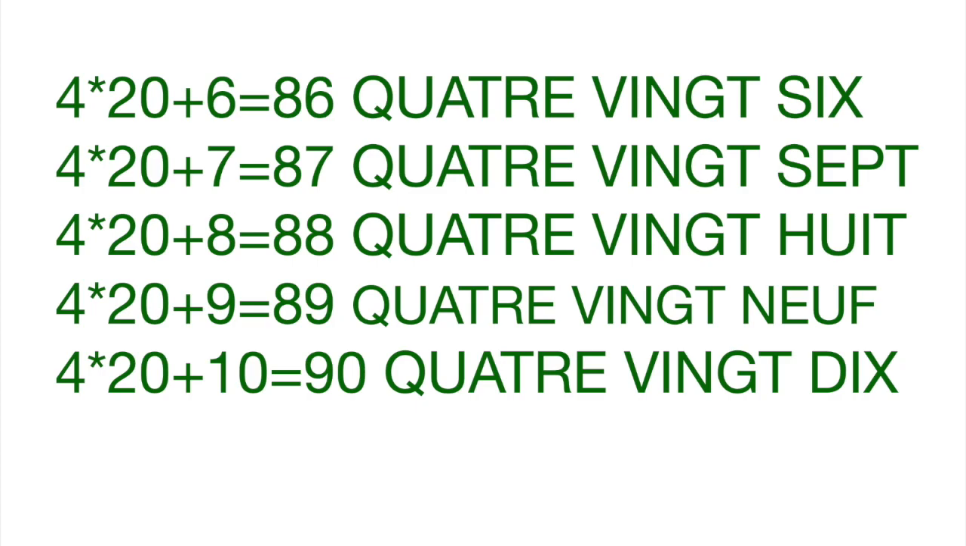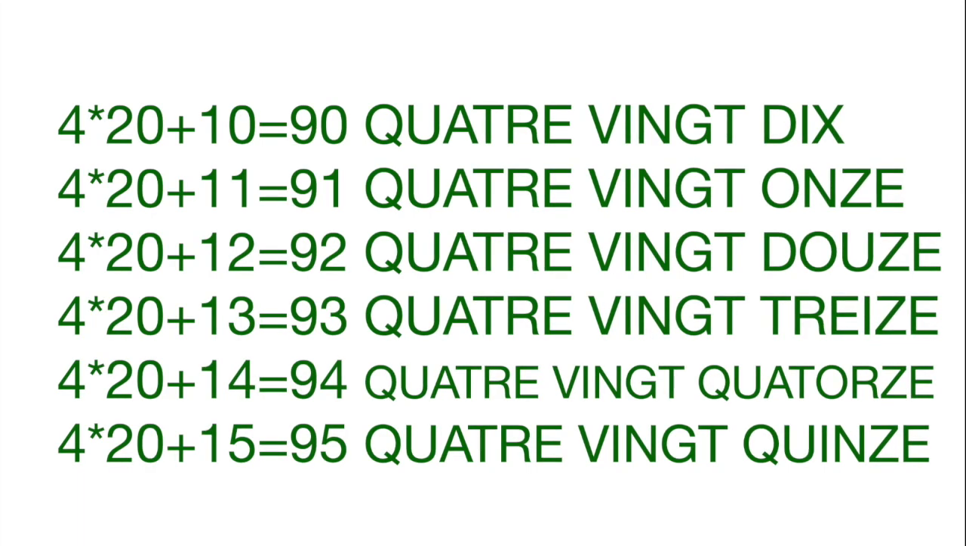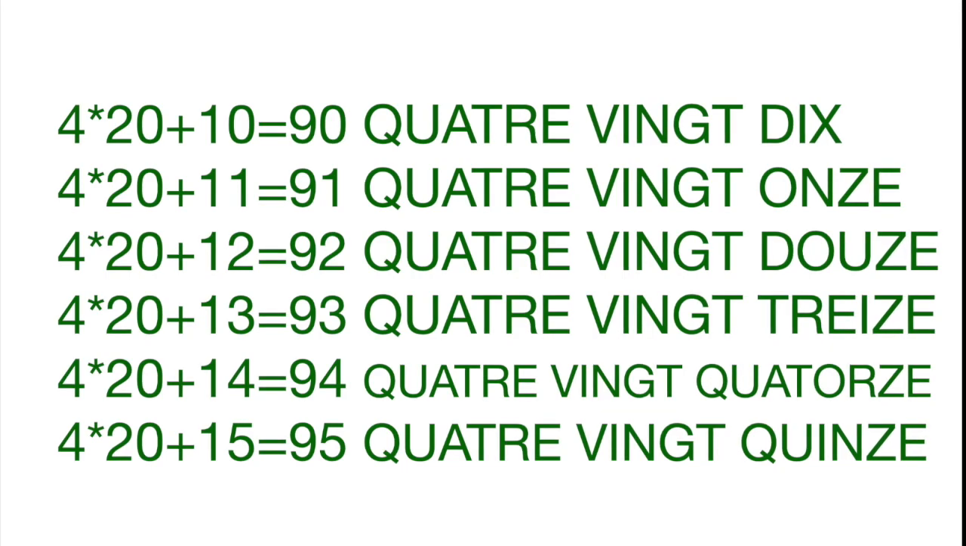90. After 80 comes 10. That will be 4 into 20 plus 10, which is equal to 90. And then we will be adding 90 plus 11 till 19 to make 91 to 99. Here we begin.